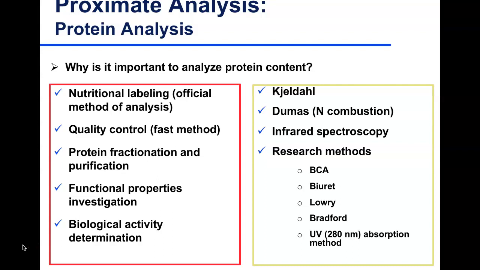And then we have some research methods, which we're going to go into. So the BCA method works by reducing copper. The peptide bonds can reduce copper, and we can then measure the absorbance of a color change. The Biuret, Lowry, and Bradford you're going to actually see, I believe, still in lab for extra credit. Bradford is a dye binding assay, so we'll go over that on Wednesday. And then UV, as we've talked about a little bit. And we'll go into more of those later.